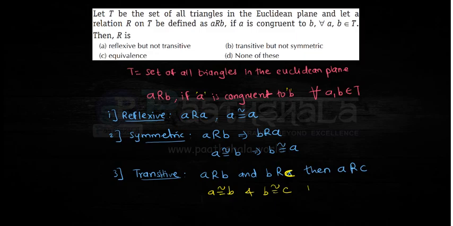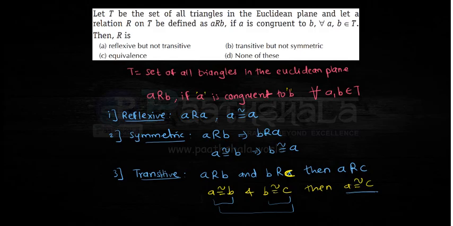then A must be congruent to C. We know that if A is congruent to B and B is congruent to C, it means all these are congruent to each other, so A is also congruent to C. So the given relation is transitive as well.